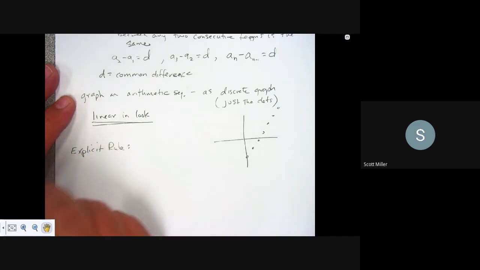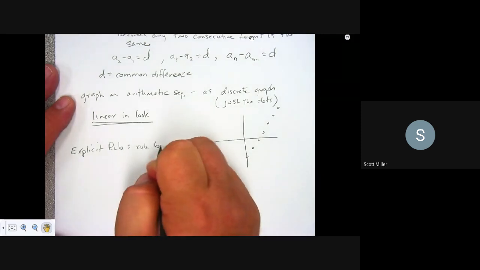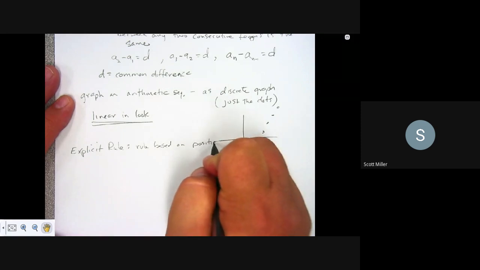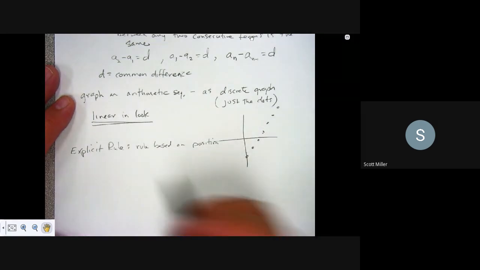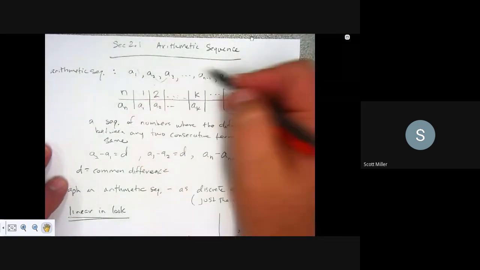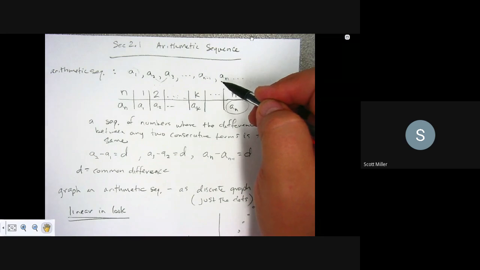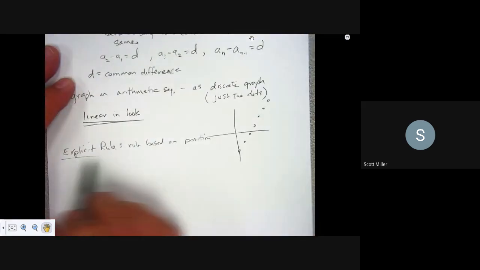An explicit rule is a rule based off of position. That's the first one. So if I want the value of what's in the sequence, find the pattern, and I want to know what value is in the 10th position, then there's a rule that gets me right to that answer automatically. That is the explicit rule.